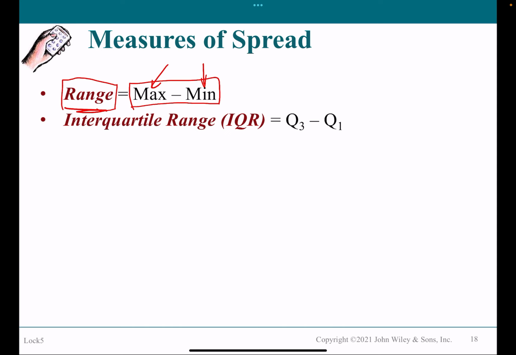However, there is another measurement we use, which is called the interquartile range, or IQR. Here we calculate IQR by using quartile 3 and quartile 1. We simply take the difference between those two, Q3 minus Q1. This we call IQR, or interquartile range.